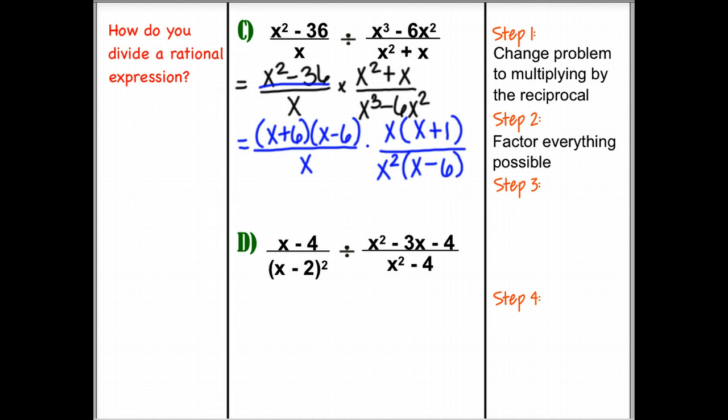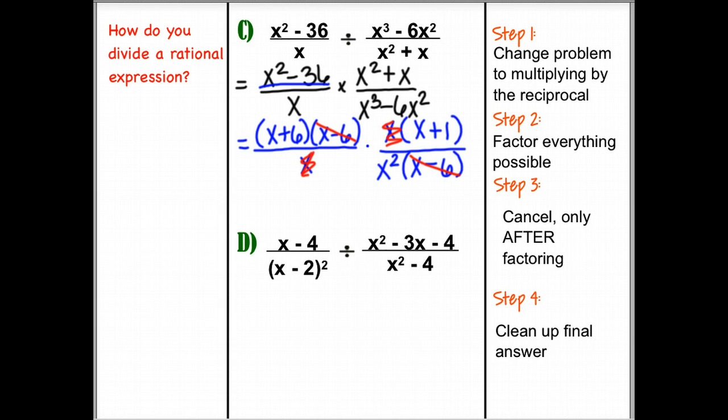My third step then is to cancel only after we're done factoring. And I see that we are done factoring. And I have an x minus 6 and an x minus 6. And I have an x and an x. And I don't see anything else that I can factor. So my final step then is to clean up that final answer.